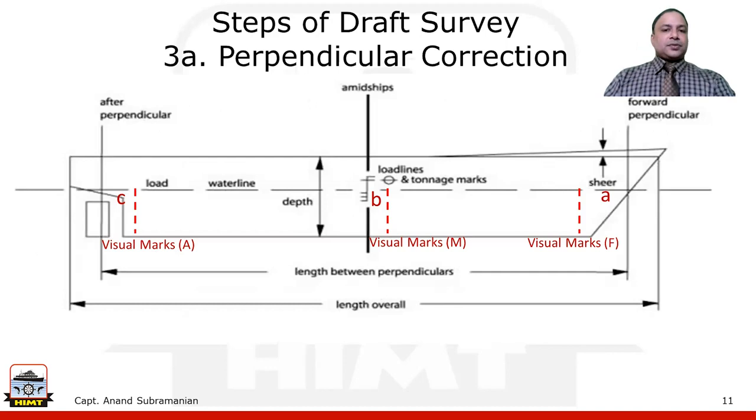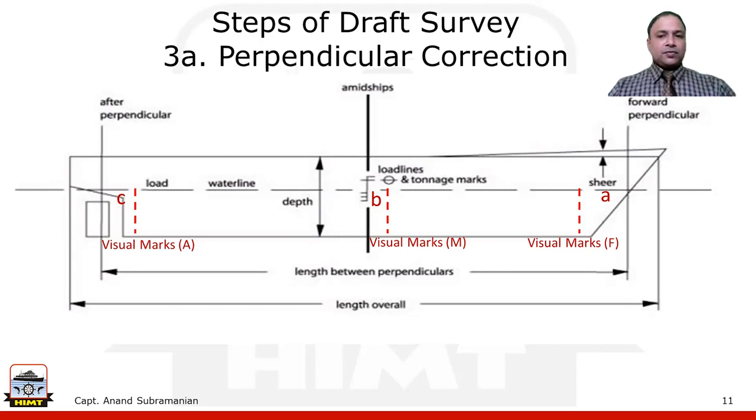Let's look at the various steps of draft surveys from the time when the duty officer reads out the visual drafts till we get the final calculations. As you can see over here, this is the shape of a ship. Aft perpendicular passing through the rudder stock, the forward perpendicular where the summer load line is cutting the stem of the ship in the forward.